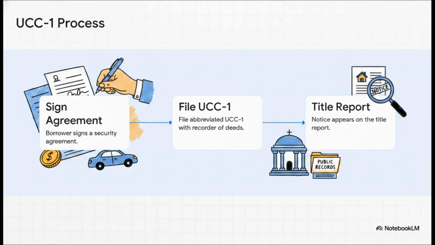Second, an abbreviated version of the statement, called the UCC-1 or a financing statement, must be filed with the Recorder of Deeds. Finally, because the UCC-1 identifies the real estate involved, this recordation pops up on a title report. This step is vital because it provides public notice to any prospective buyers and lenders that there's a recorded security interest against the personal property tied to that land.